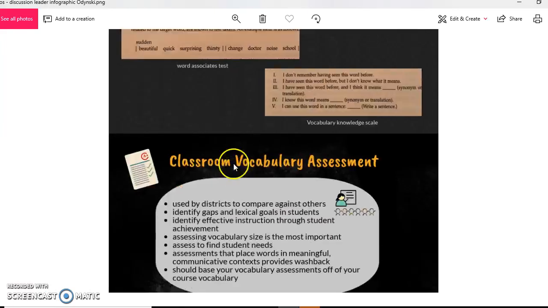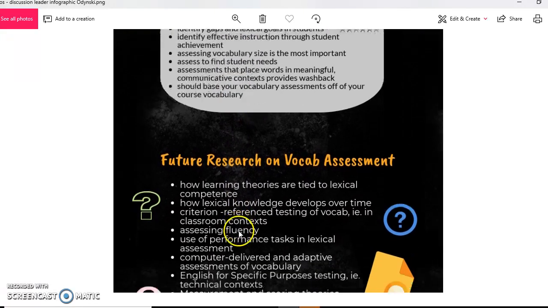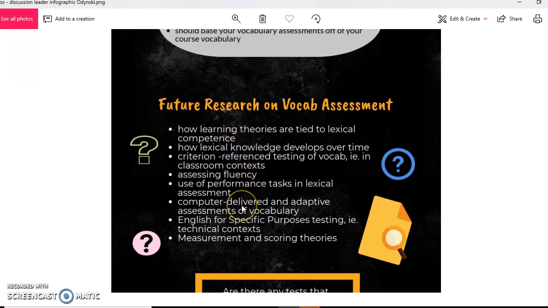So lastly, I'm going to kind of hurry through this. Okay, the authors mentioned classroom vocabulary assessment, and I found it interesting that there wasn't a lot more information about it, but here's what they basically told us. The first 3 bullet points are what teachers should know classroom vocabulary assessments are used for, and the second 4 bullets are what classroom teachers should know about assessing vocabulary. I thought that's important for us, so kind of read through those on your own. And then lastly, the authors give us future research on vocab assessment. Again, they say we are not done researching vocabulary assessment, and here's where we need to improve.